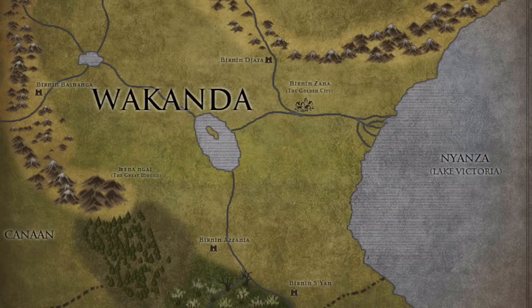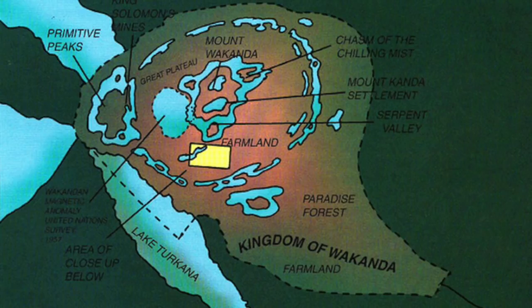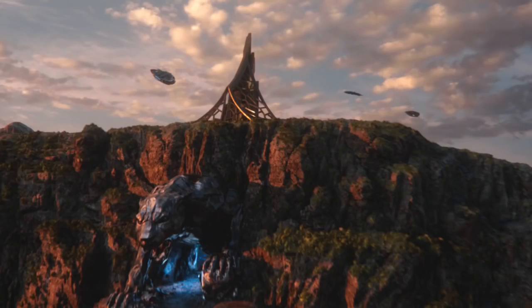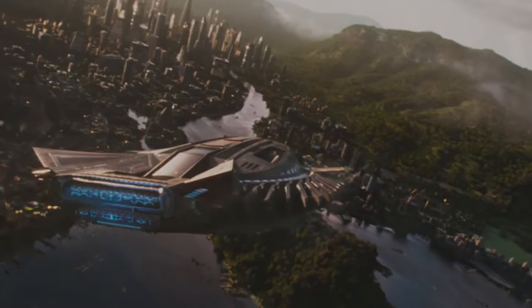However, the location always kind of seems to shift over the years. Sometimes it's close to Lake Victoria, sometimes it's close to Lake Turkana, some say it's between Libya, Ethiopia, Kenya, or Uganda. However, to me, if you look at all the artist depictions of what Wakanda looks like, it seems to be nestled in a mountainous region nearby a major source of water.